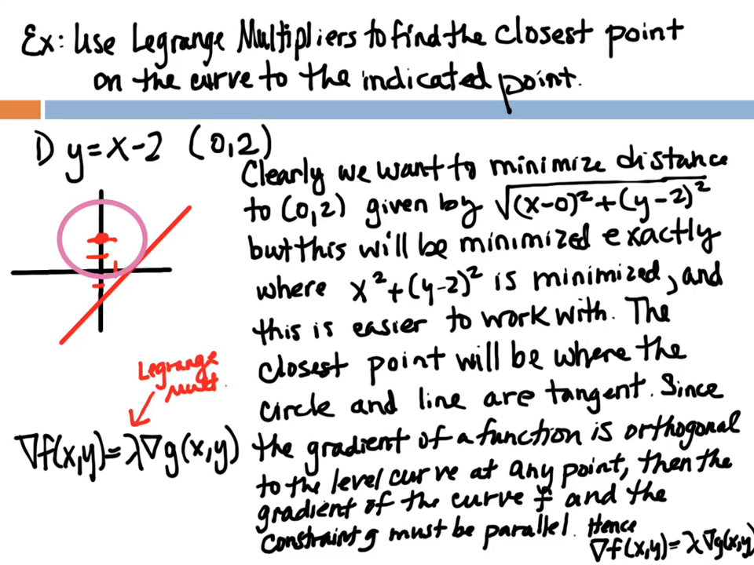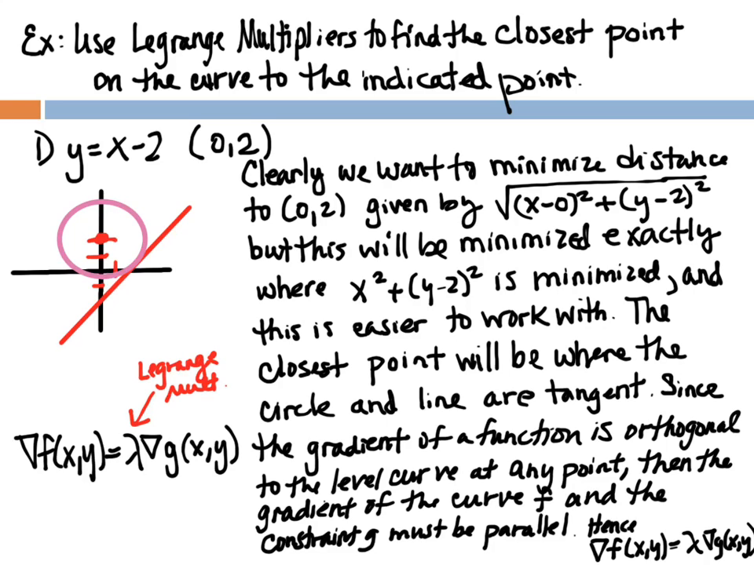We used the Lagrange multipliers and explained how they worked by doing an example. The example was kind of lengthy, but it was finding the point that was the minimum distance away from a specific curve, and in this case it was a line. So we had the line y equals x minus 2, and the point (0, 2), and we want to minimize the distance to that point.